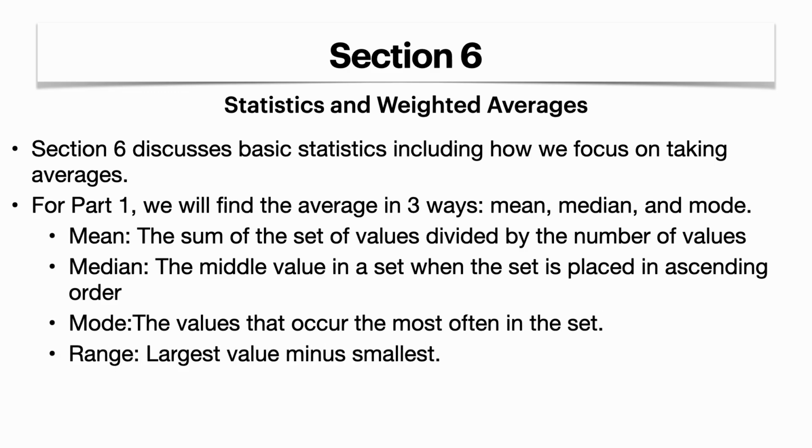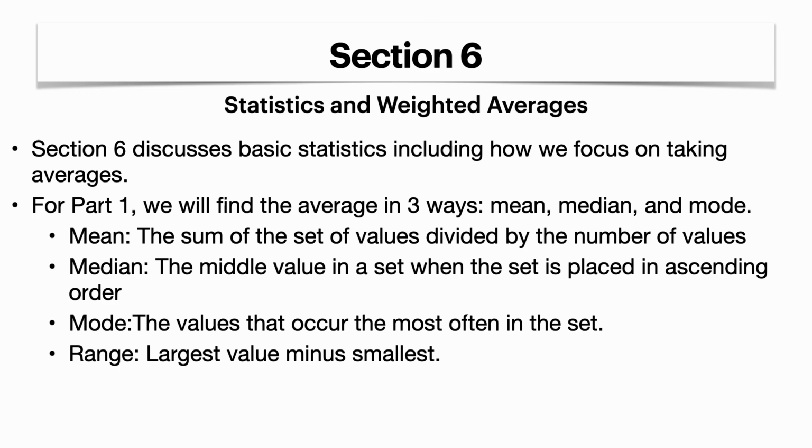The mean is the exact same thing as what we mean by average. We could add them all up and then divide by how many we have. It's the sum of the set of values divided by the number of values. The median is the middle number. So they have to be in order to find the middle number, the middle value in the set when the set is placed in ascending order.